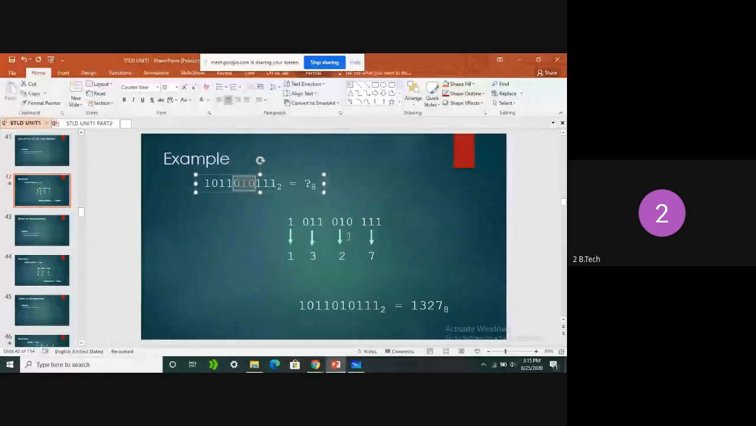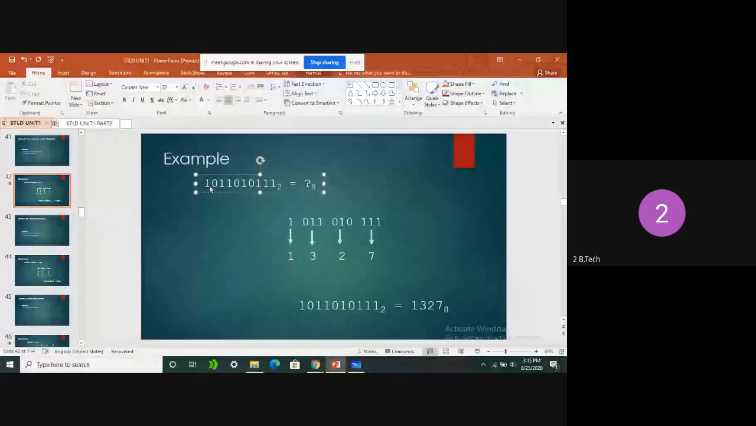Again, take the next three numbers. The next three numbers are 0, 1, 1. 011 is nothing but 3 in its octal representation. Finally, we are left with one digit, or else in its MSB position we can add two more zeros, no problem. Adding zeros in the MSB position will not change the value or quantity. So finally, 1 is there.